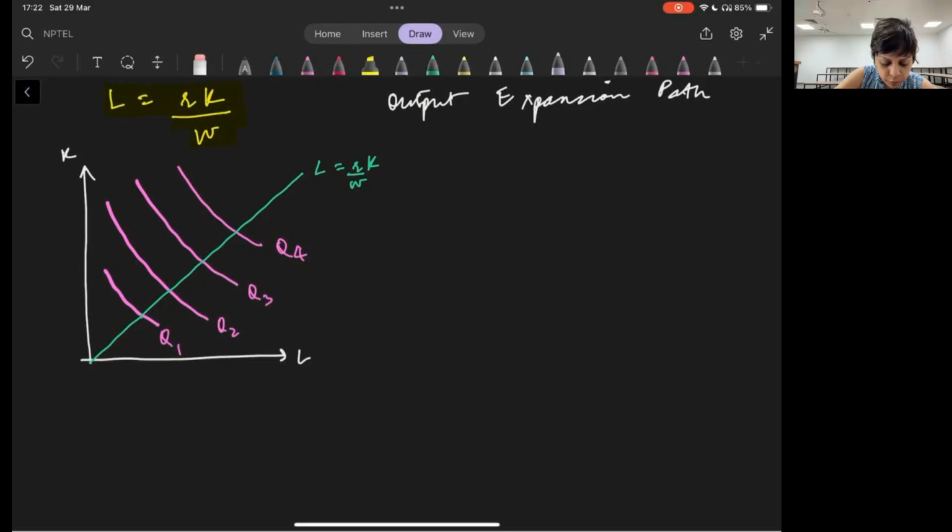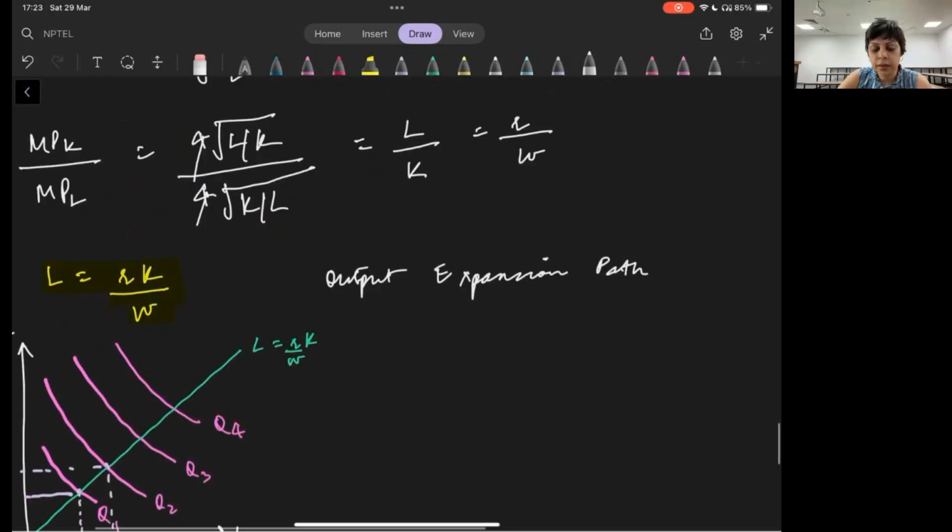If you change L from L1 to L2, then K will change from K1 to K2 based on this equation. This gives the relation or the condition between L1 and L2 and K1 and K2. Okay, now this is the output expansion part, but we had to find something else also.